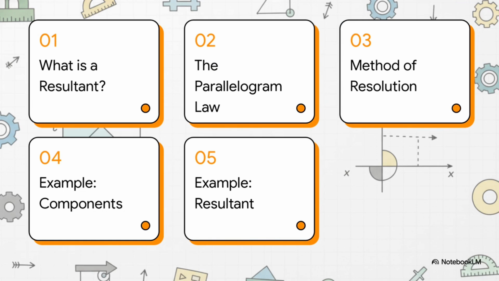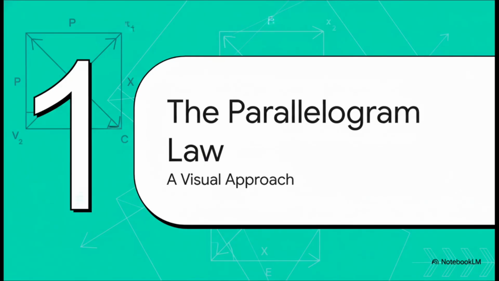We'll kick things off with a simple visual method. Then we'll level up to a much more powerful analytical tool. And finally, we'll put it all to the test with a solid example from our source material. All right, let's start with our first tool. It's a graphical method called the parallelogram law. And honestly, it's a fantastic way to actually see how forces combine.